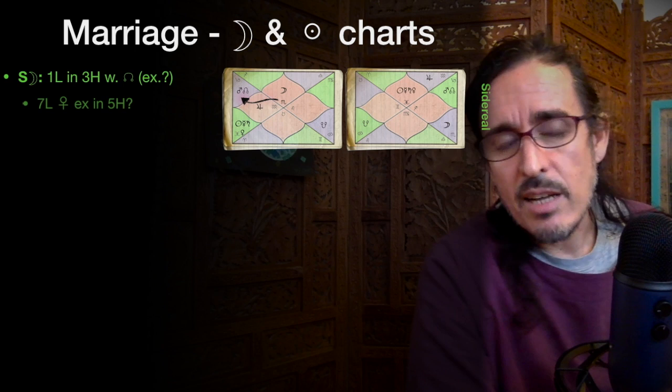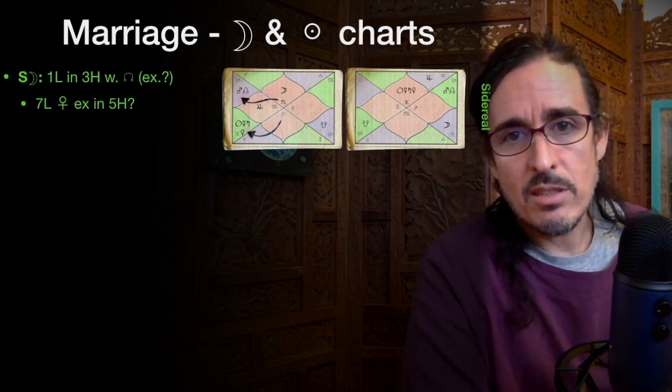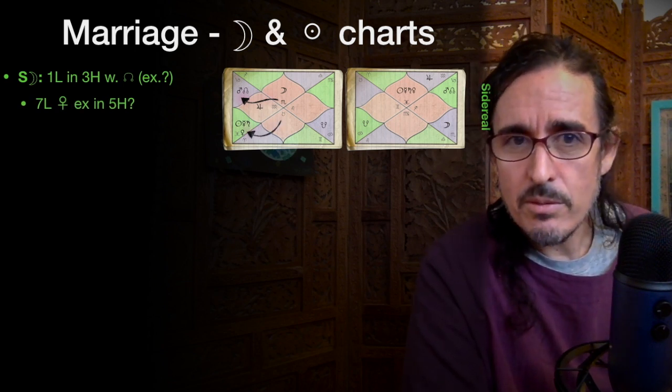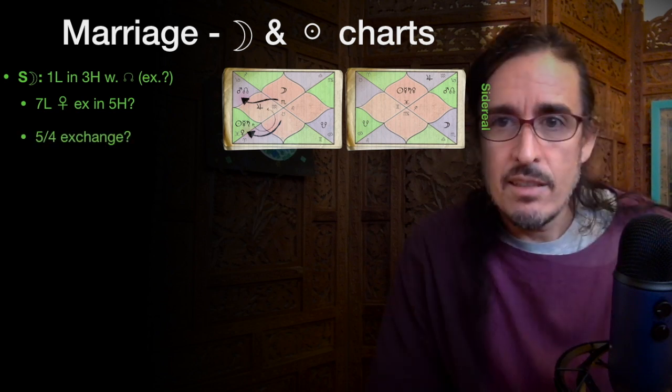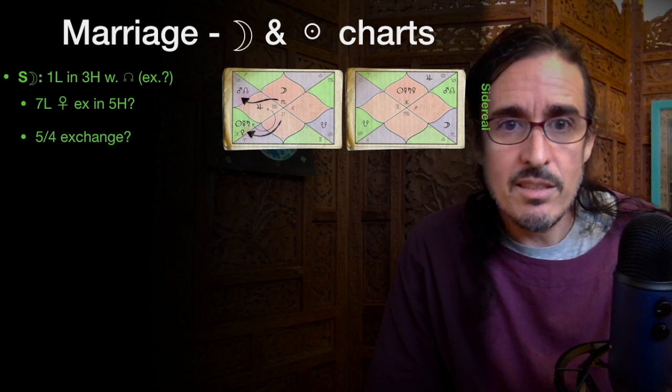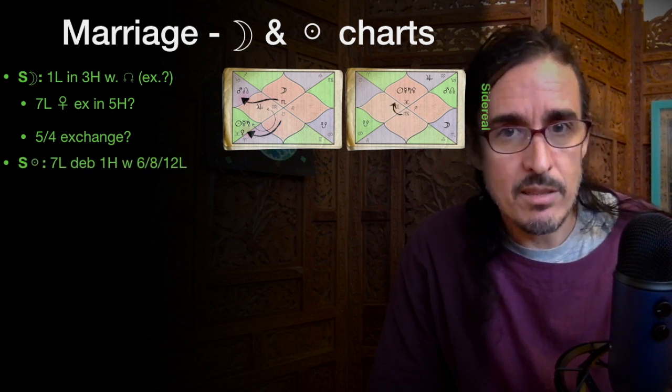And again, this one's got the 7th lord as Venus exalted in the 5th house. Does that make any sense for marriage-wise? It's got a 5-4 house exchange. Does that make any sense? Sidereal sun chart, 7th lord debilitated. That explains his marriage really good.